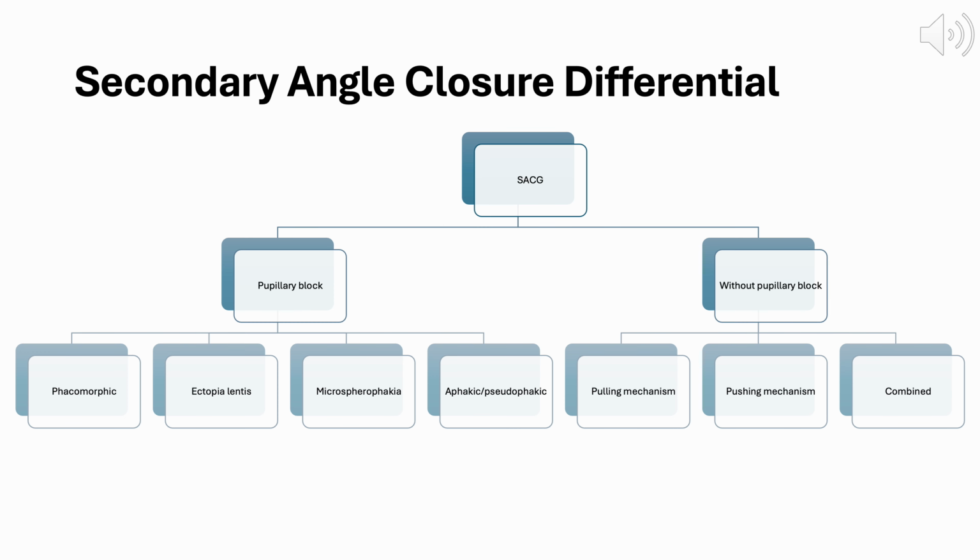Secondary angle closure can be divided into two broad categories, those with pupillary block and those without. Under pupillary block, the most common subtypes include phacomorphic glaucoma, ectopia lentis, microspherophakia, and aphakic or pseudophakic angle closure. On the other side, without pupillary block, we think in terms of mechanisms, pulling, pushing, or a combined mechanism.